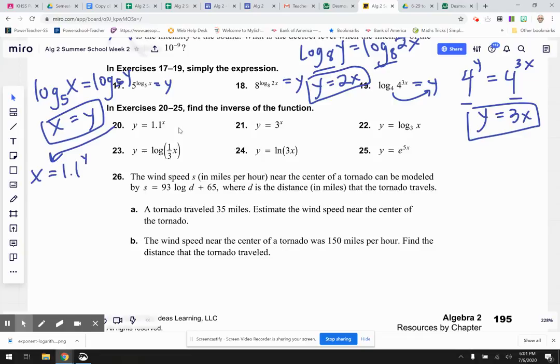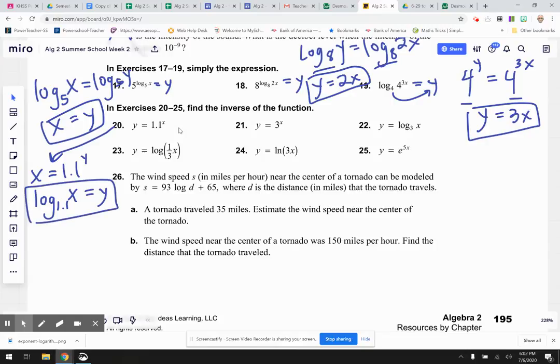Okay, and then let's get y by itself. So let's change this to log base 1.1. Remember, the big number is our base of our log, of x equals y. So now you've already got y by itself, so that's your inverse function.